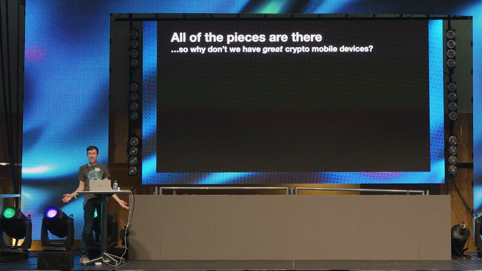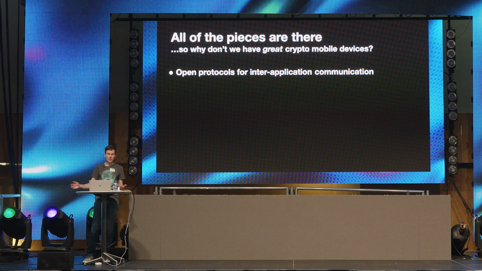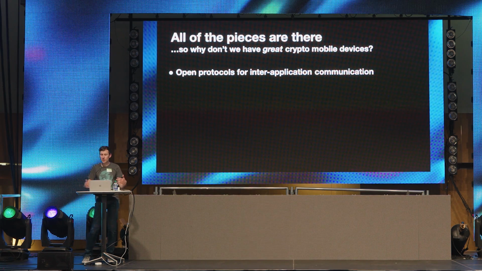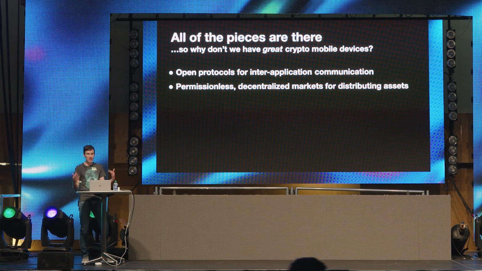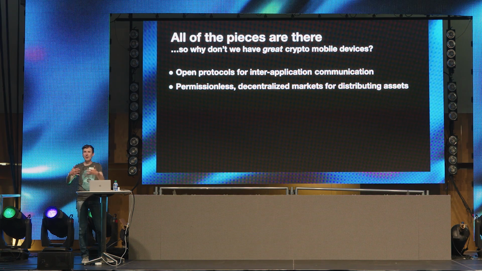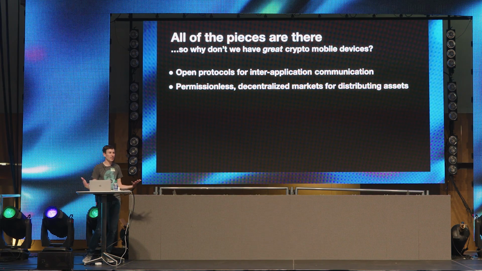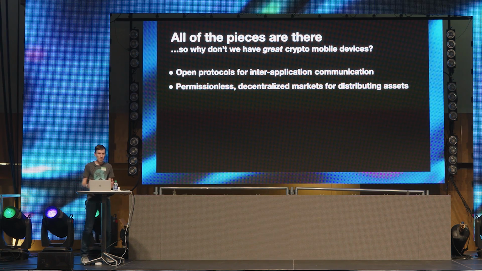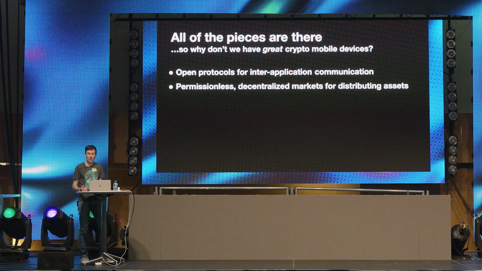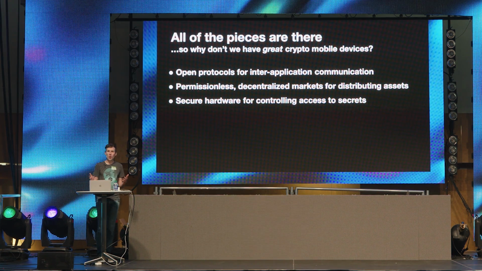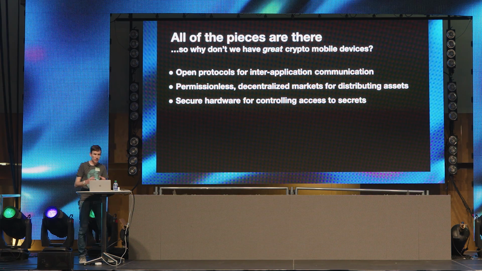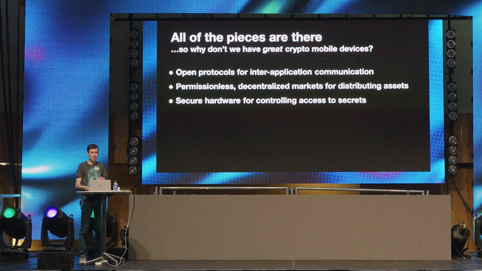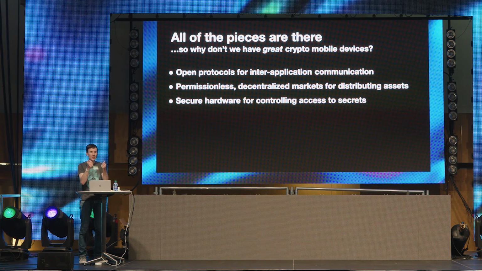And all of the pieces that we need are here, right? We have open protocols for inter-application communication, like WebSockets and Bluetooth and everything else. And we have permissionless, decentralized markets for distributing stuff, right? NFTs, this is one giant secondary market for distributing assets in a permissionless, decentralized way. What if an asset was just an app on your phone? And we also have secure hardware for securing secrets. If someone went and took all of these pieces and intentionally built the ideal crypto mobile device and then put it in your hands, what would that look like?